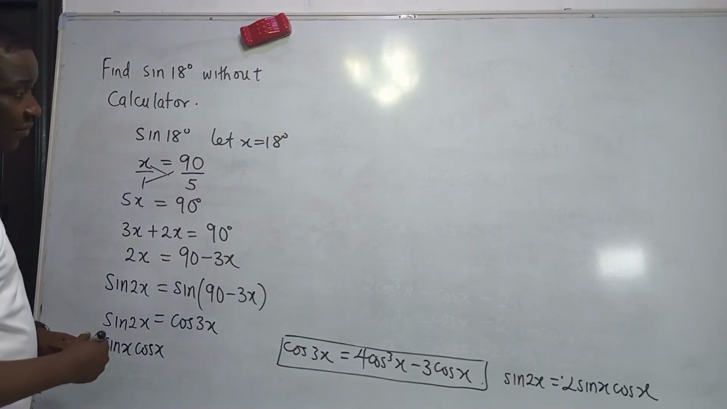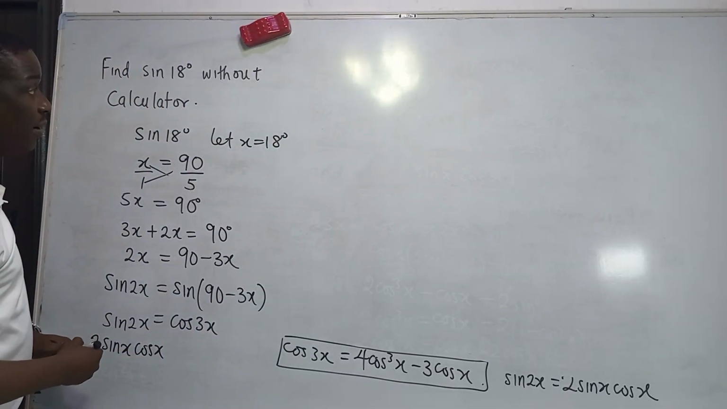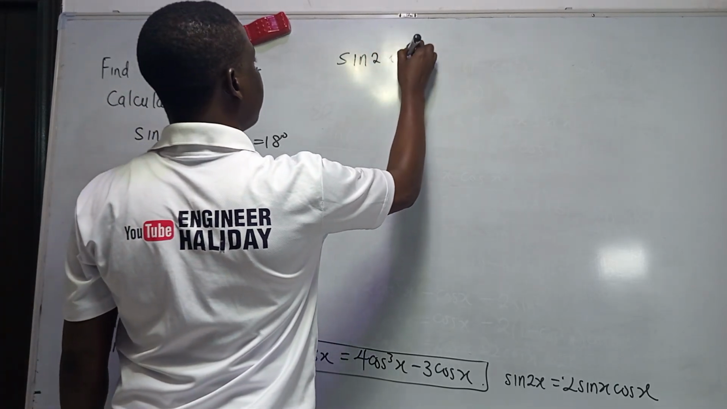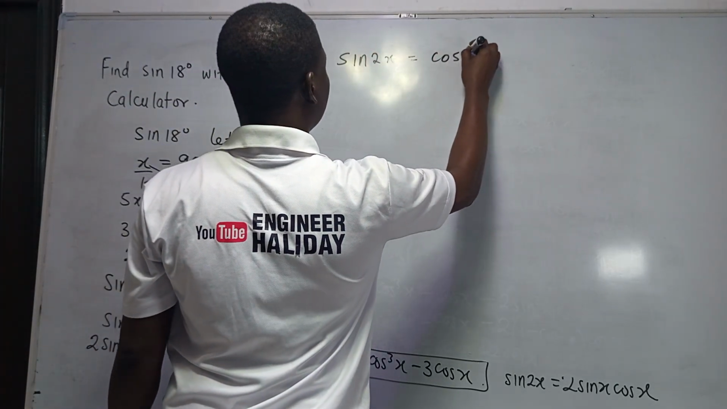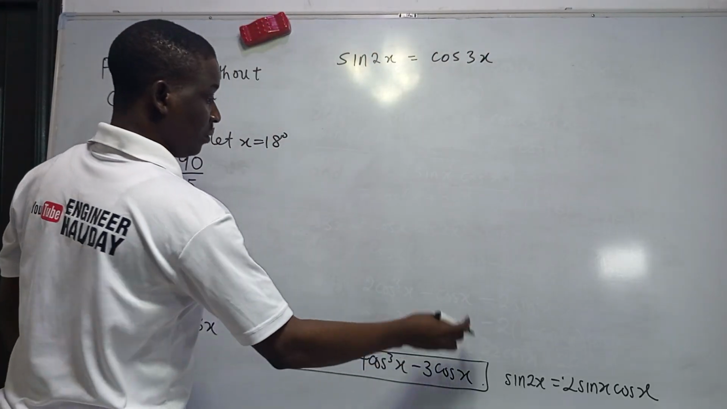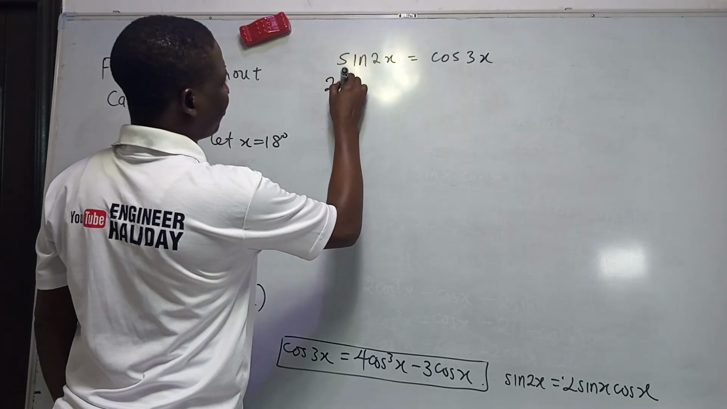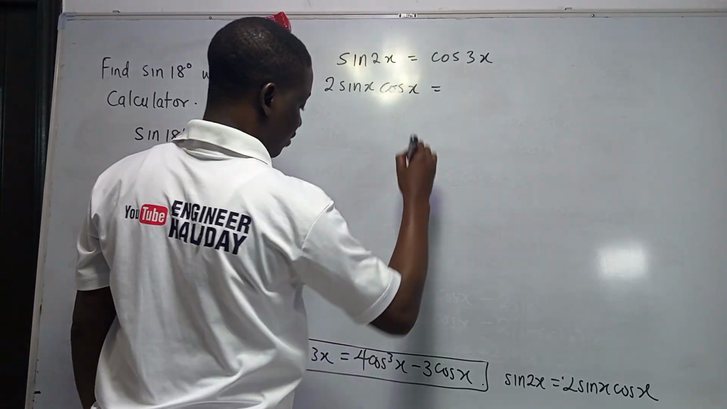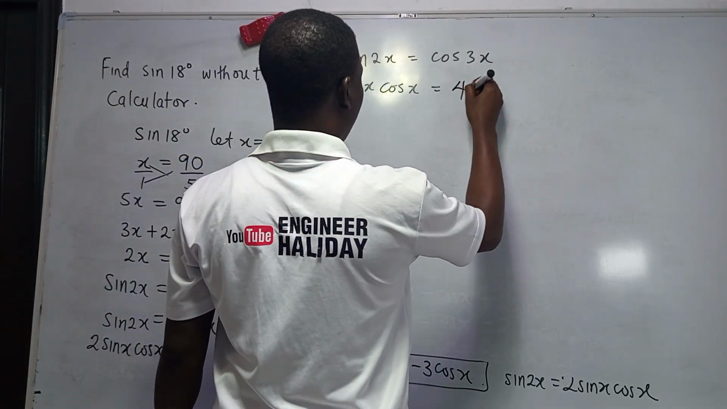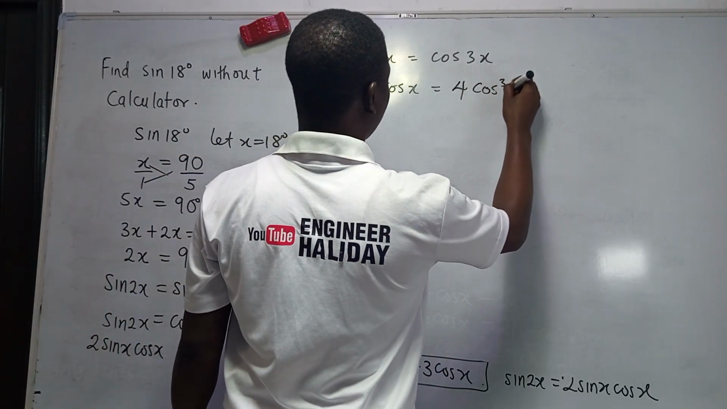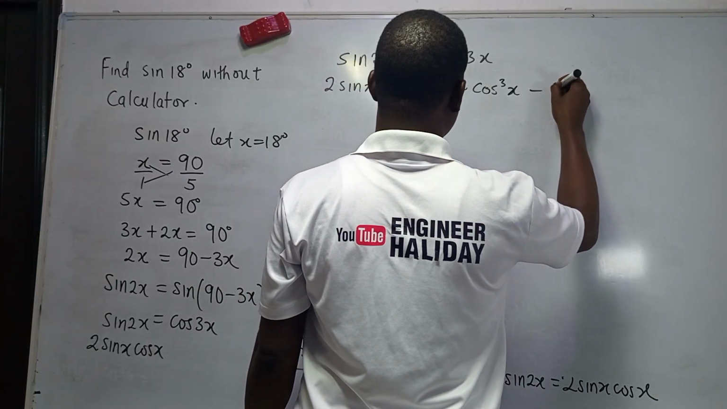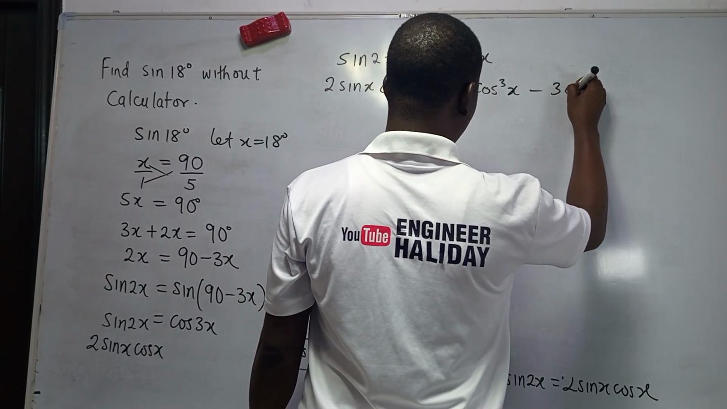Now, having done that, let us replace them with sine 2x plus cos 3x. This one will now be 2 sine x cos x, and this one is equal to 4 cos cube x minus 3 cos x.